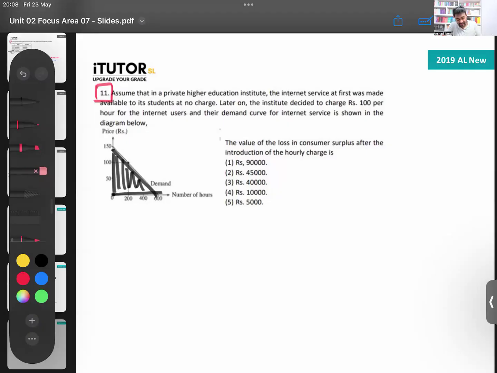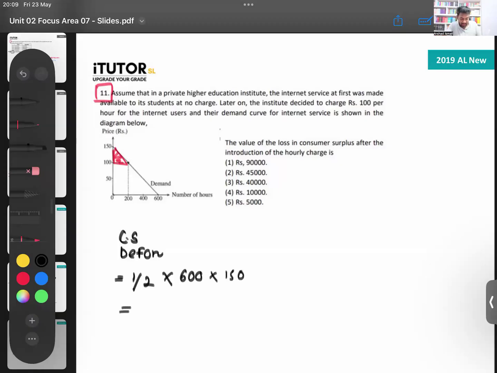So if they charge 100 rupees per hour, the consumer surplus, which earlier was that entire triangle, is now this small thing. They are asking what is the loss in consumer surplus? Very easy. Can you all calculate and tell me the consumer surplus before? That's the entire triangle. Half into base is 600, height is 150. How much do we get there? Half into 600 into 150. 45,000.